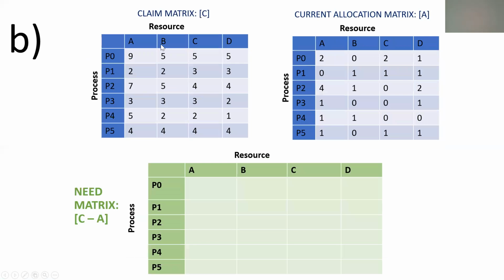So that's part A. And now let's go to part B, the need matrix. P0's claim for A is 9, and its current allocation is 2. So like we said before, 9 minus 2 equals 7 still needed. P0's need for B equals 5 minus 0, so all 5. For C, it's 5 minus 2 currently allocated, so 3 still needed. And for D, it's 5 minus 1 equals 4. Likewise, we're also going to do process 1 in a similar way, and process 2, and the rest of the need matrix as well. So that is our need matrix.